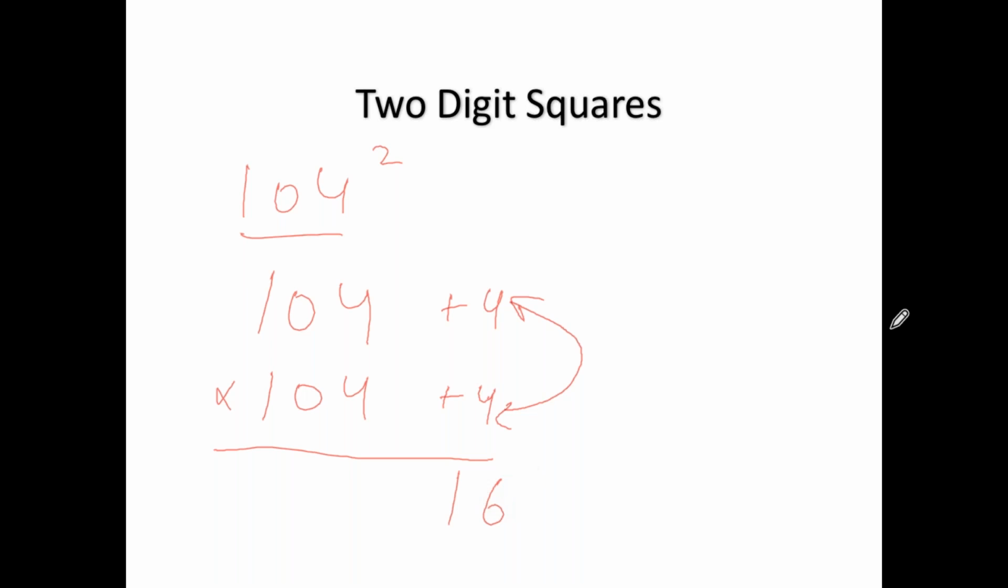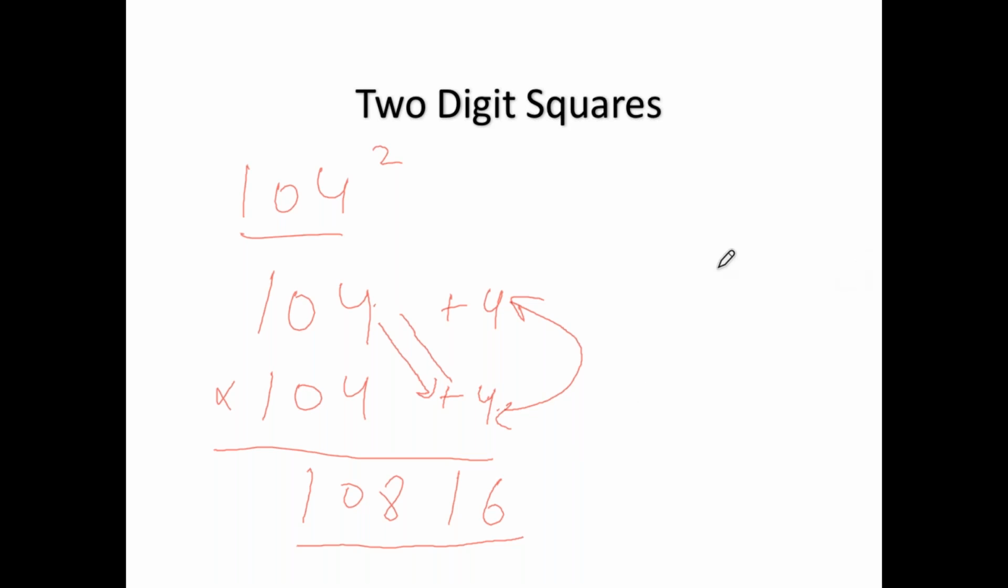What is my next step? My next step is this 104 plus this 4. I'm doing cross addition. 104 plus 4 is 108. That becomes my answer. Yes, Arshdeep, absolutely correct. 10816, that's the square of 104.